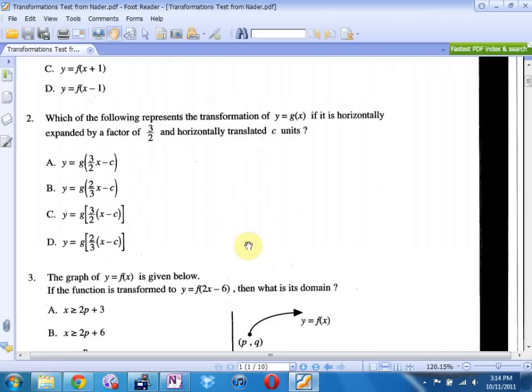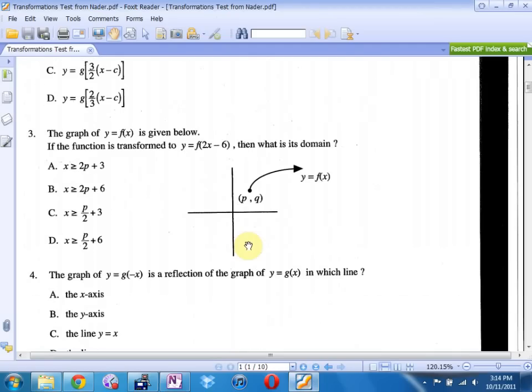Number three. So here is an example of one where you have to think a bit. The graph is given below, and then it's transformed to that. What's its new domain? I would consider this one a mini curveball, not a nasty curveball, but a mini curveball.